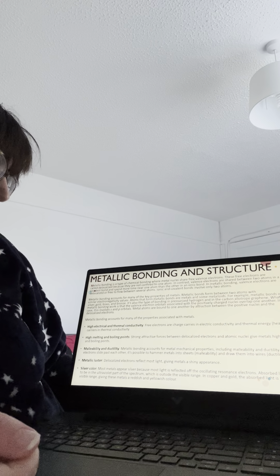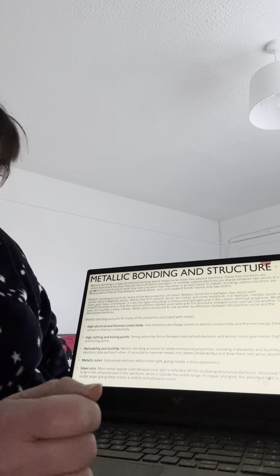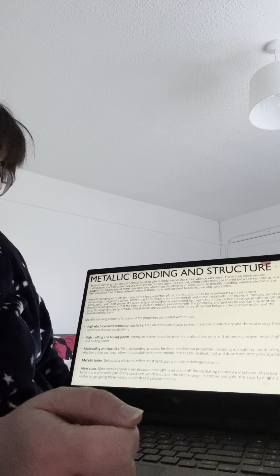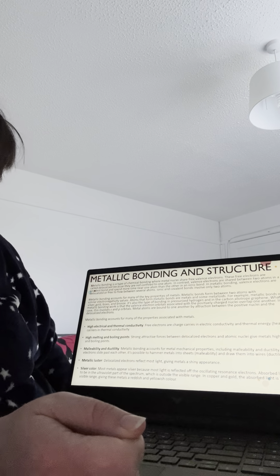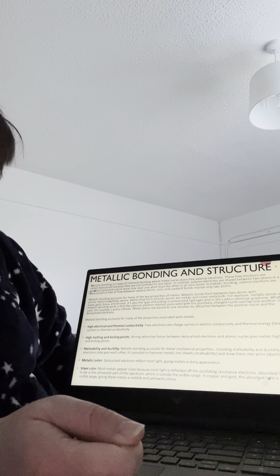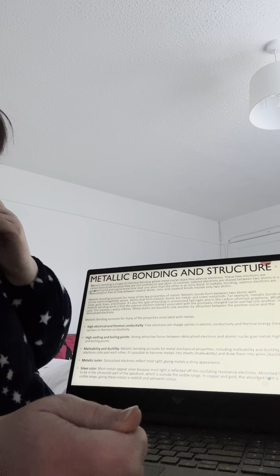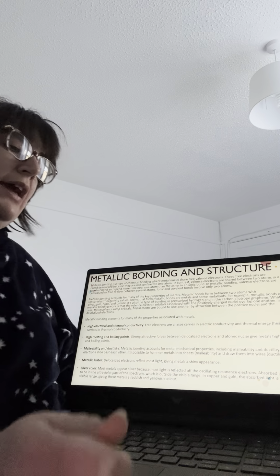Metallic luster. Delocalized electrons reflect most light, giving metals a shiny appearance. Silver colour. Most metals appear silver because the light is reflected off the oscillating resonance electrons. Absorbed light tends to be in the ultraviolet part of the spectrum, which is outside the visible range. In copper and gold, the absorbed light is within the visible range, giving the metals a reddish or yellowish colour.